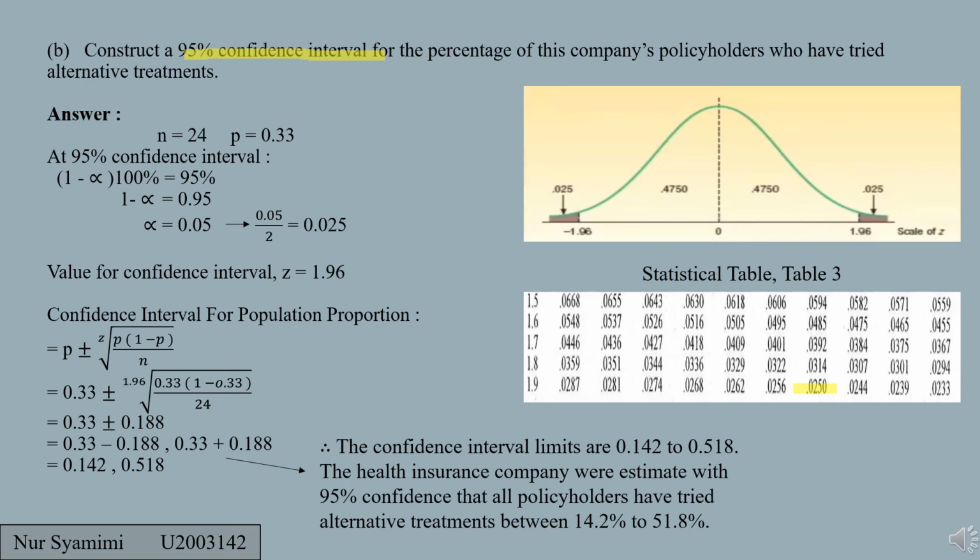0.518. The health insurance company will estimate with 95% confidence that all policyholders have tried alternative treatments between 14.2% to 51.8%.